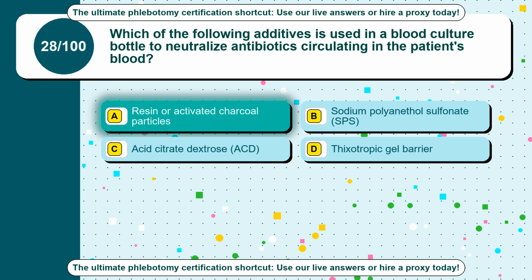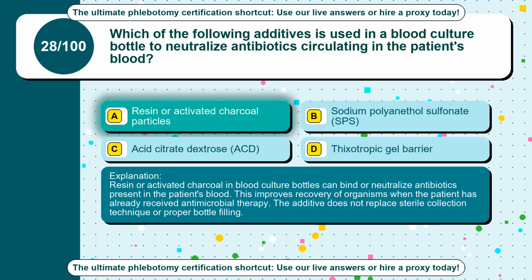The correct answer is option A, resin or activated charcoal particles. Resin or activated charcoal in blood culture bottles can bind or neutralize antibiotics present in the patient's blood. This improves recovery of organisms when the patient has already received antimicrobial therapy. The additive does not replace sterile collection technique or proper bottle filling.